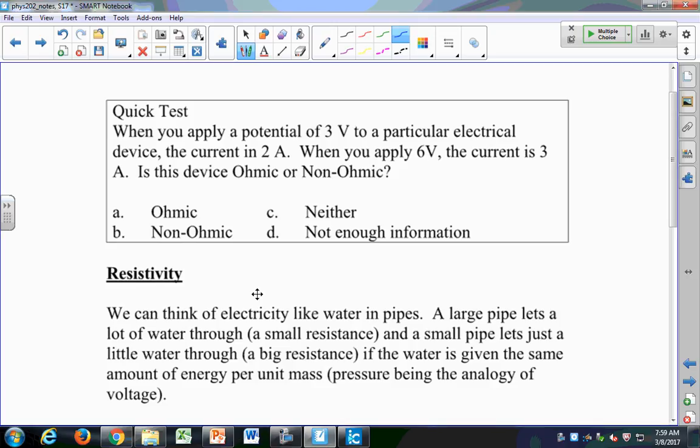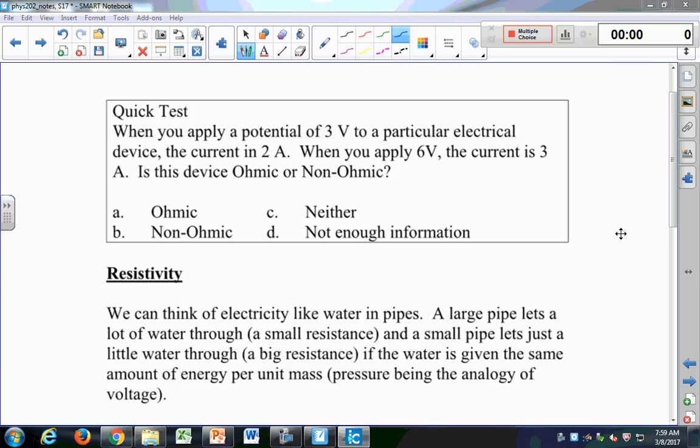All right, let's try this. Is this device ohmic or non-ohmic? If I put in 3 volts, I get a current of 2 amps. When I apply 6 volts, I get 3 amps. Is it responding in an ohmic or a non-ohmic way?